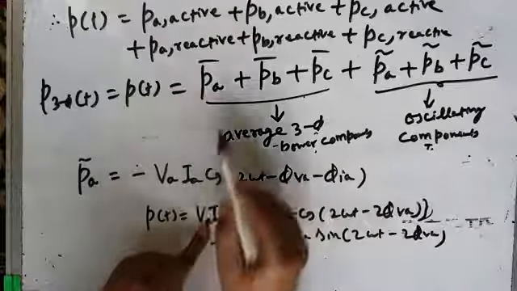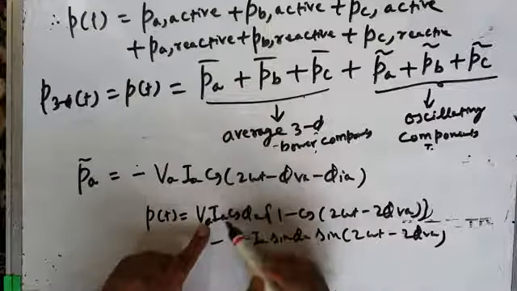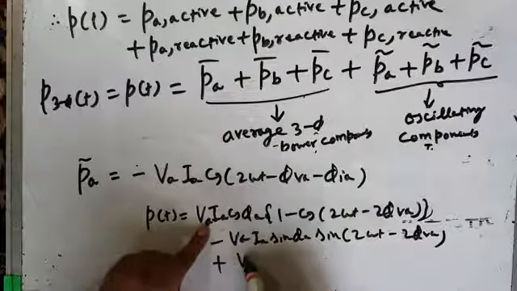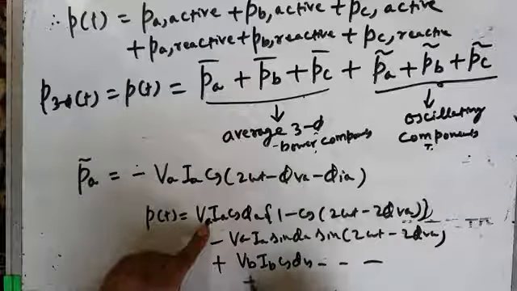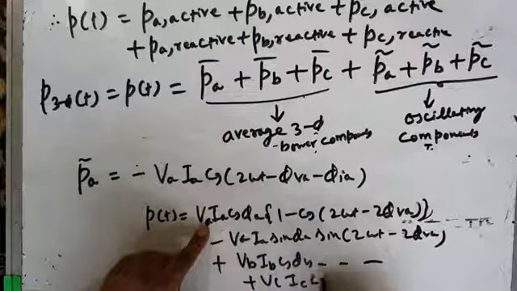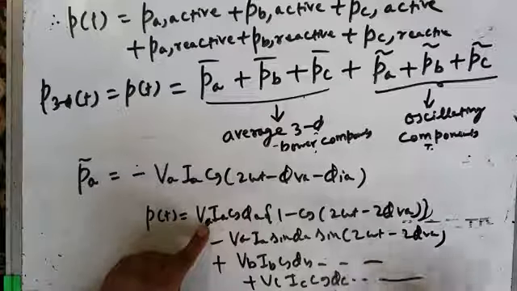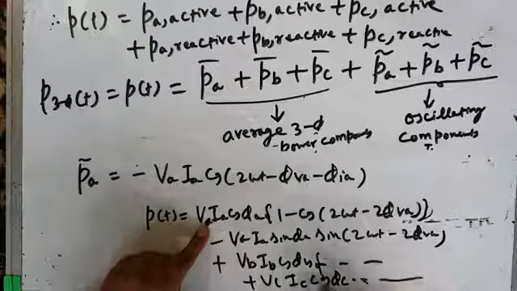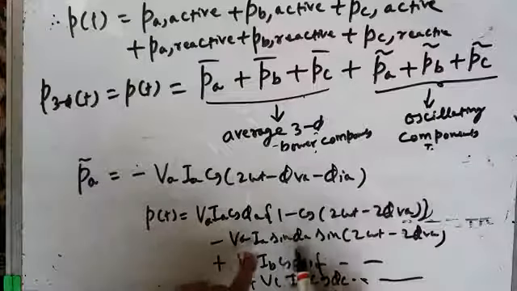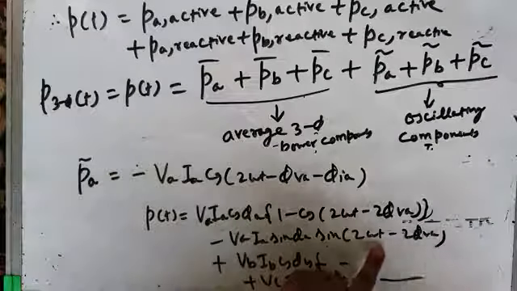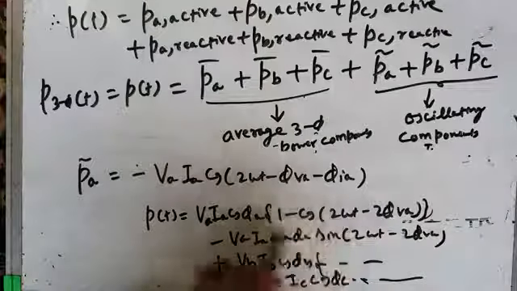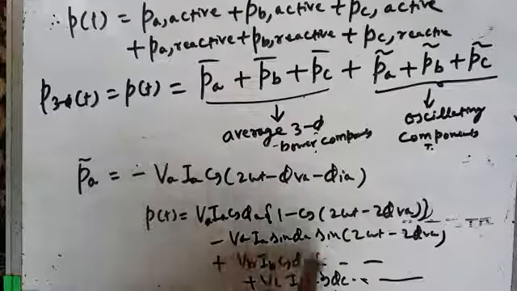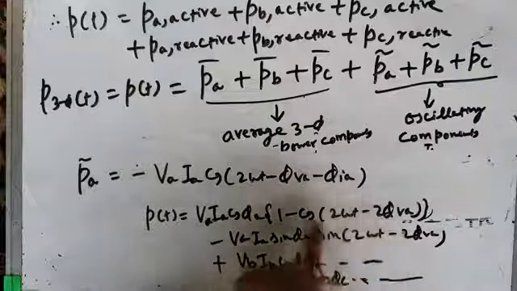You have already written a few moments back, that is this VAIA cos phi A. Similarly, there will be VBIB cos phi B, and so on, plus VCIC cos phi C. I am not writing all the terms; I am considering only phase A. And this sine of 2 omega t minus 2 phi VA is the oscillating term in this power. It is actually given by VAIA sine of 2 omega t minus 2 phi VA.